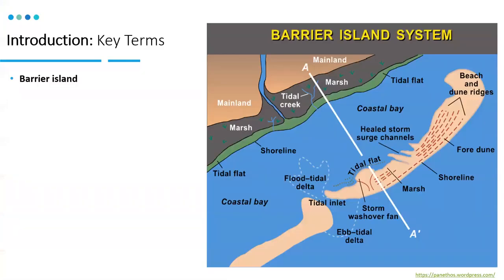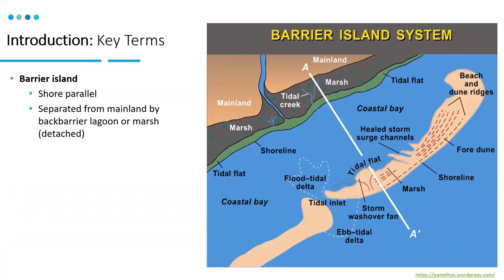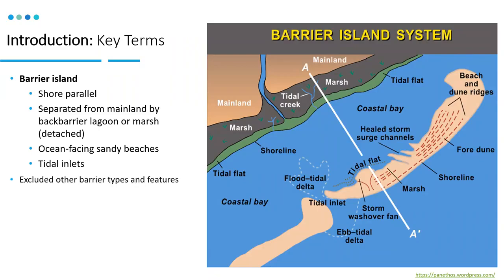For this study, we defined a barrier island as elongated, shore parallel accumulations of sediment separated from the mainland by a back barrier lagoon or marsh. Barriers must have ocean-facing, light-colored, sandy beaches and be bounded on their updrift and downdrift side by tidal inlets. We only included barrier islands and excluded all other types of barriers, such as baymouth barriers and spits. We analyzed barriers in the context of hydrodynamic and geologic setting.